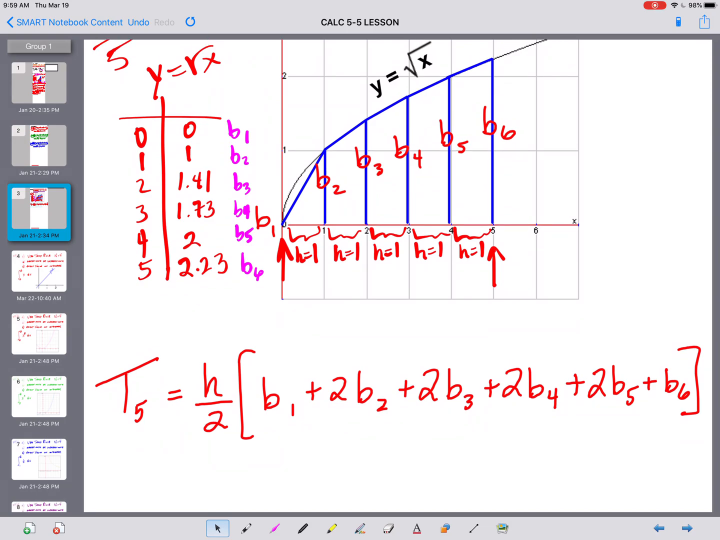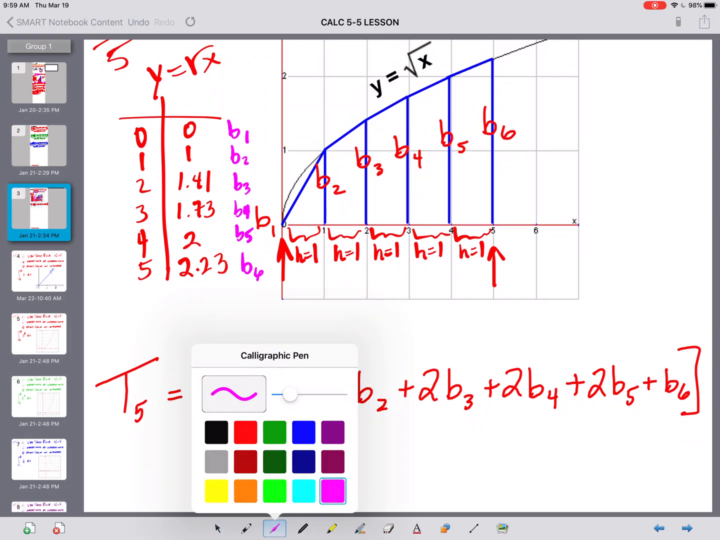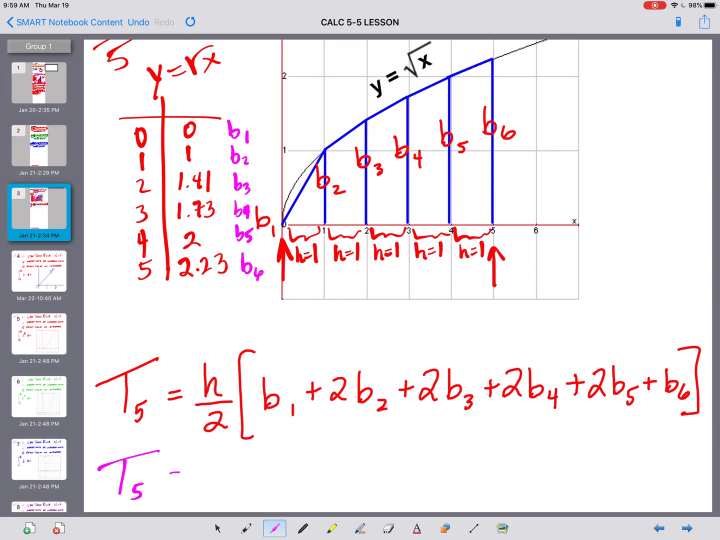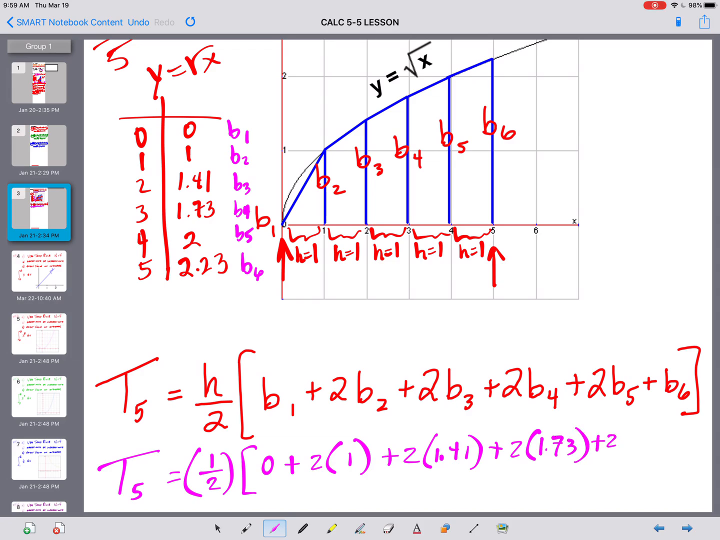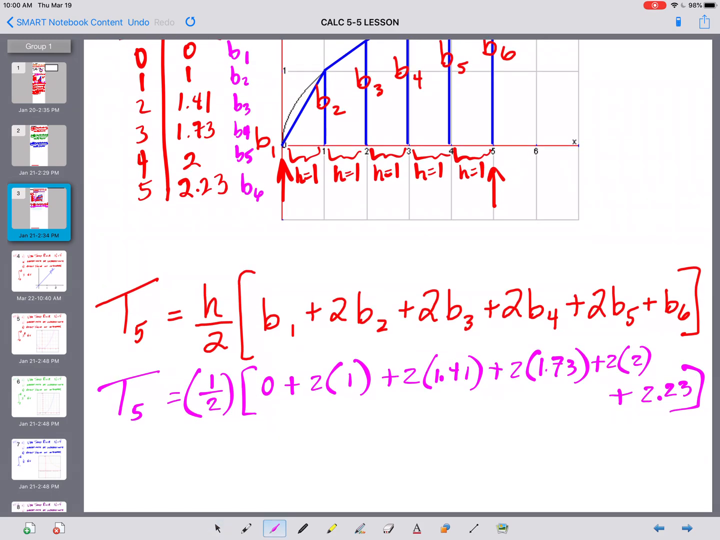Here we go. There's our formula for 5. Okay. Here we go. T5, that means trapezoid, 5 trapezoids. The height is 1 in this case, divided by 2, bracket, the base 1, 0, plus 2 times the base 2, plus 2 times the base 3, plus 2 times the base 4, plus 2 times the base 5, plus 1 times the base 6. Okay, let's do that in our calc, get an answer, and wrap it up.